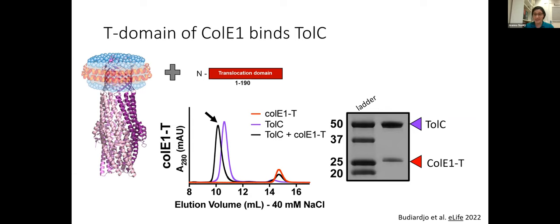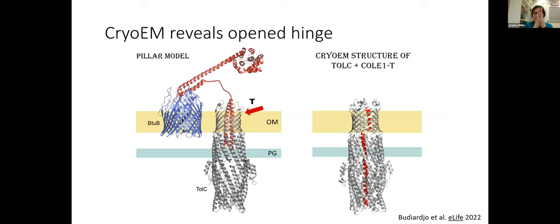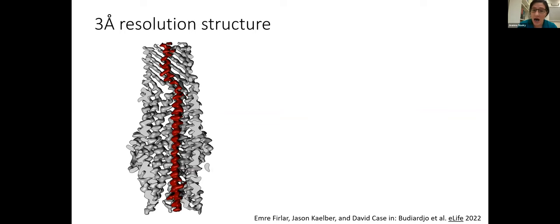Let's get the structure. And so we worked with amazing cryo-EM spectroscopists, Jason Kalber and Emery Ferlar, who we thought we were going to get something like the pillar model where the T domain binds like that. And in the end, it turned out that there's something sort of a switchblade model where it opens up and inserts like this, but stays there. So here we have the cryo-EM structure of TolC with colicin E1 T. And we got it down to 3 angstrom resolution, and that was partly because of some amazing work by David Case with MD simulations.